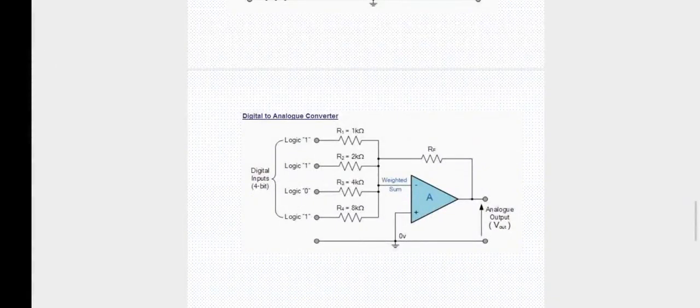So this is a digital to analog converter. Previously we talked about the analog to digital converter circuit. We can give a digital input and convert it to an analog output. Now, the differential amplifier. What is called a differential amplifier?